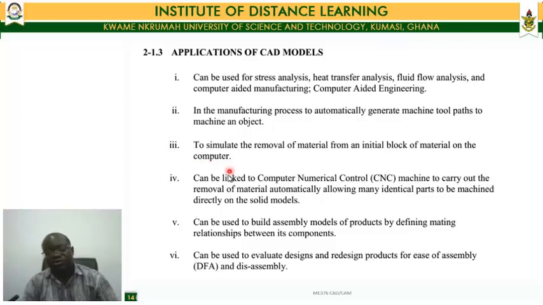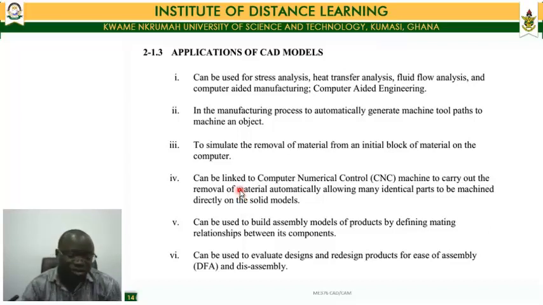Now, you can also link this CAD model to a computer numerical control machine, now a CNC machine, to carry out this material removal automatically, allowing a lot of identical parts to be created. Because once you create a CNC program to machine that part, you can repeat that program, run it over and over. So if you have to create a multiple of these products, you can use the same program to run it several times and create those parts.